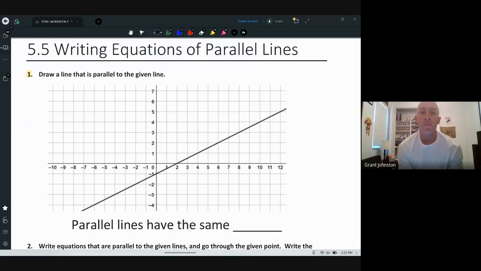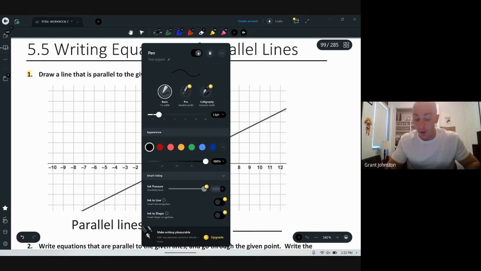Writing equations of parallel lines. So number one says draw a line that is parallel to the given line. And what you know from parallel lines is they really increase at sort of a constant amount, and they're never going to cross. And really, what I'm referring to is their slopes, right?